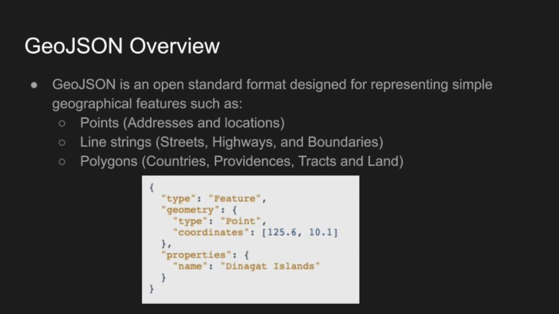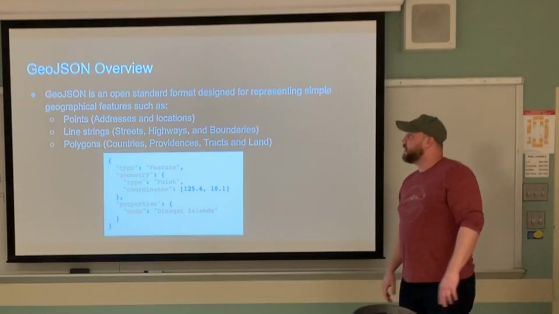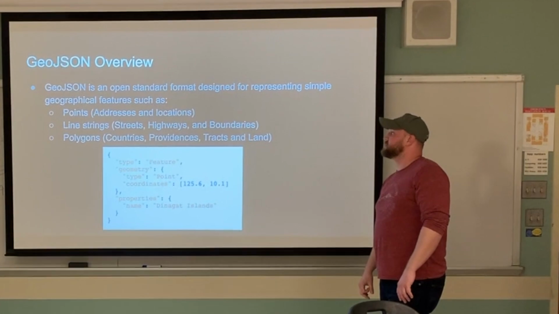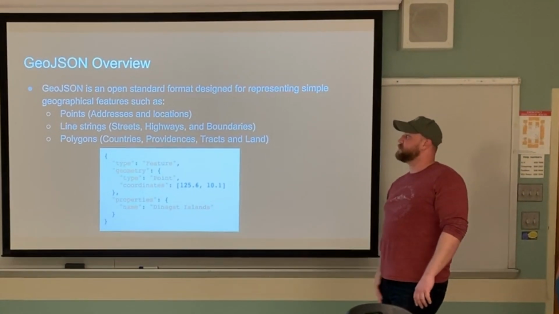And this is an example of the script we would use in GeoJSON. It goes through addresses, line strings like streets and highways, and then land, countries, etc.